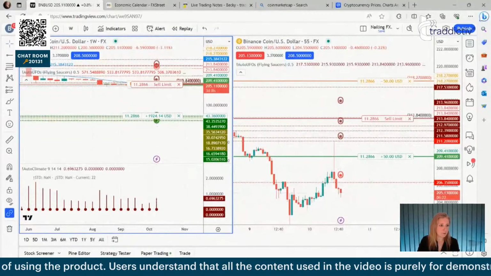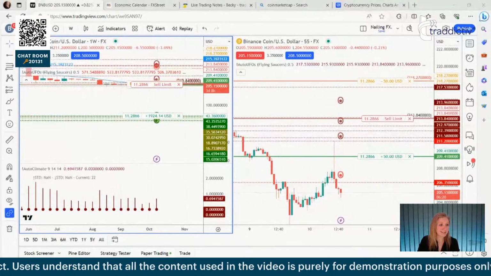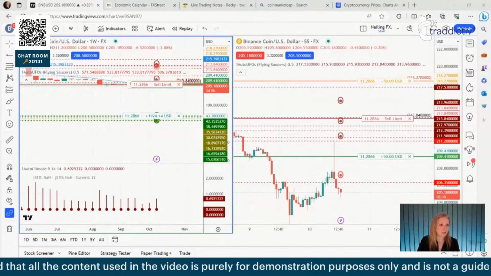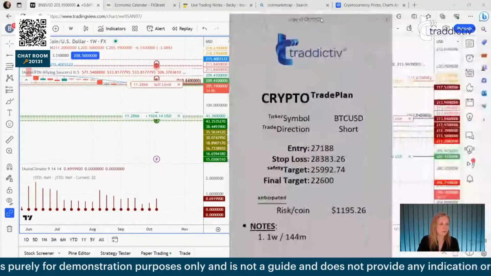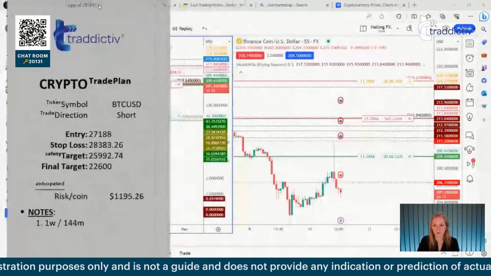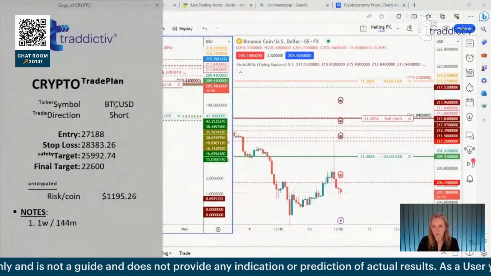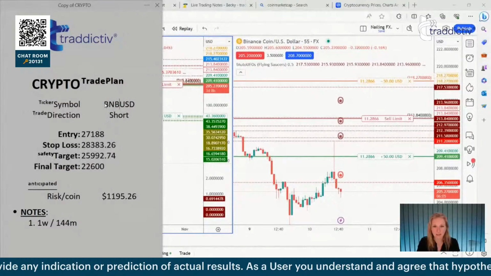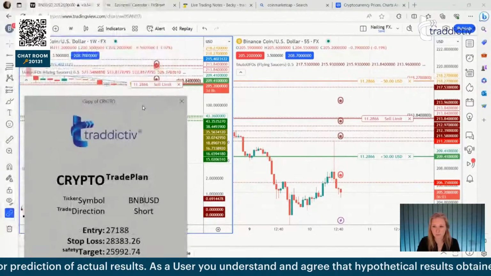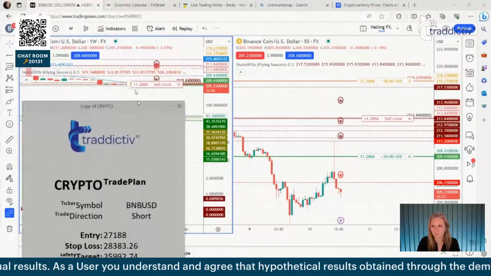Okay, so what I'm going to do is just bring up a sticky note here so that it's nice and clear what we're doing and easy for you guys to take a reference. Okay, so we were looking at the Binance coin. So BNB, I believe, is the ticker symbol, USD.